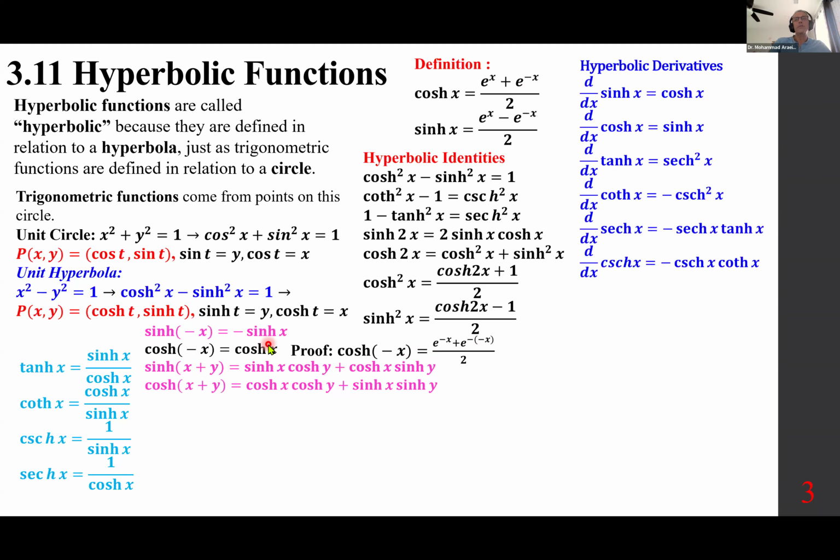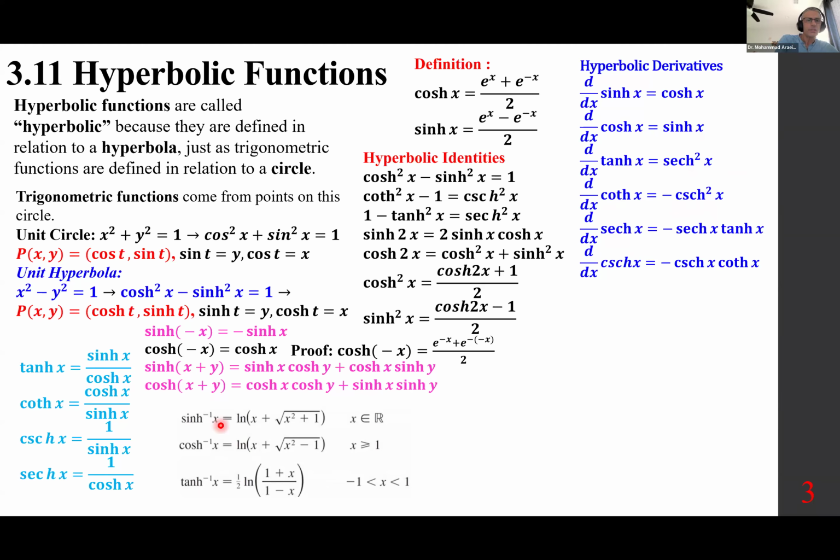Hyperbolic derivatives, remember the derivative of sine, for example, is cosine. So the derivative of sinh is cosh, the derivative of cosh is sinh. The derivative of cosine was negative sine. So there are some similarities, some differences. And the proof is very simple. Just differentiate here and you'll see the answer. The derivative of hyperbolic tangent is hyperbolic secant squared. The derivative of hyperbolic cotangent is negative hyperbolic cosecant squared. And the rest of them follow in the same manner.